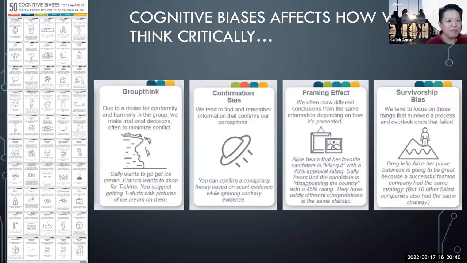Okay, optimism bias, yes. Language bias, yes. Authority bias, thanks, thank you.